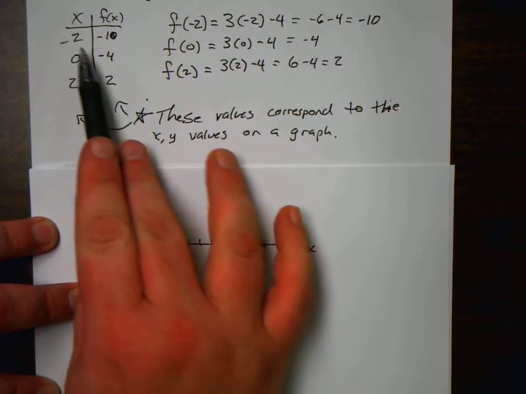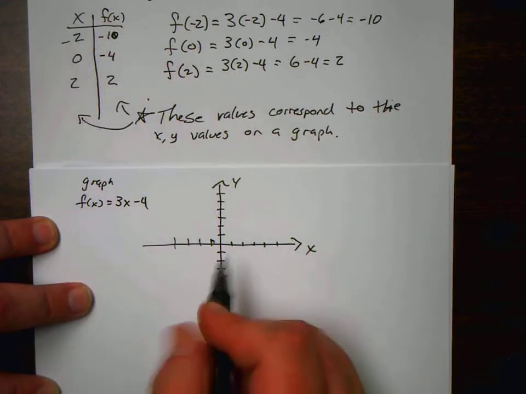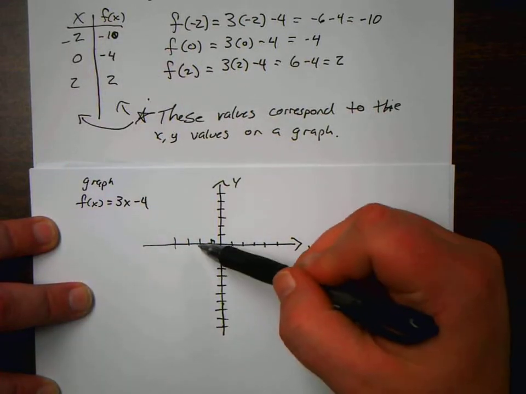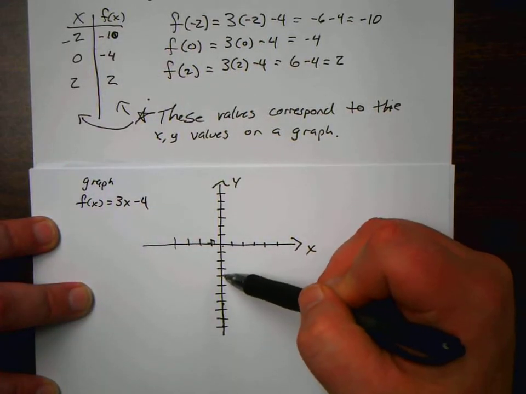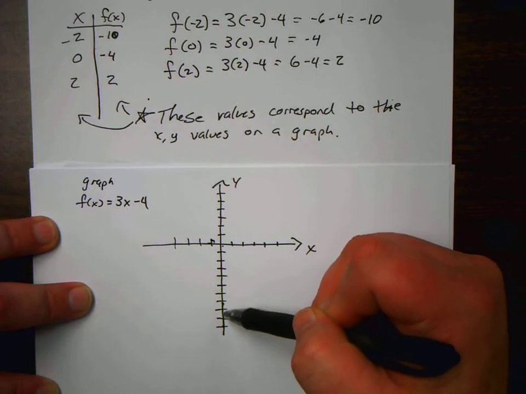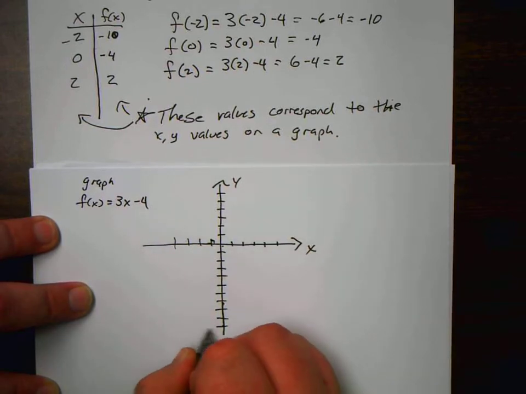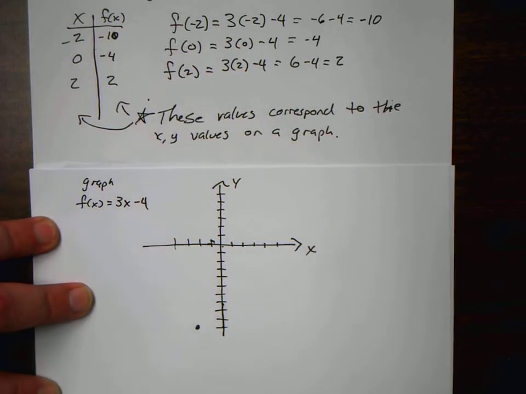And let's just plot these values here. So negative 2, negative 10. So negative 2 in the x, negative 10 in the y. So 1, 2, 3, 4, 5, 6, 7, 8, 9, 10. So negative 2, negative 10. It'll be about right there.